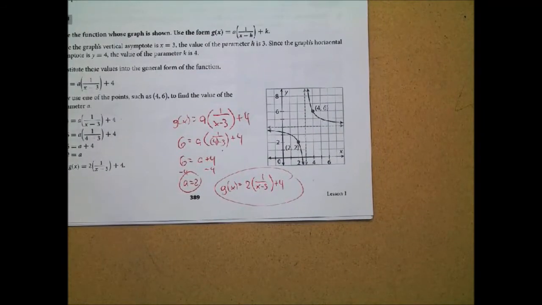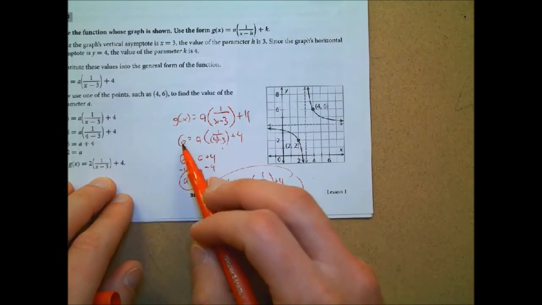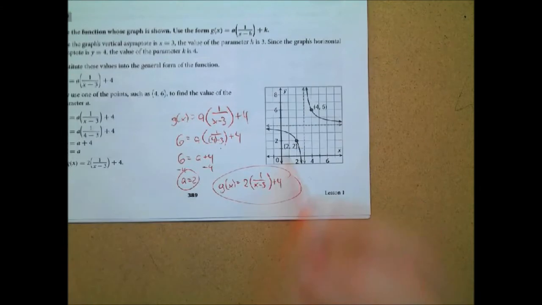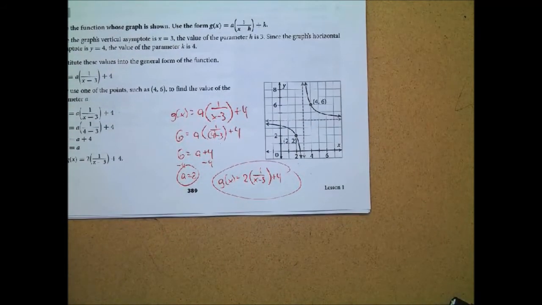Or again, like I said, you could use a point. I used the point (4, 6) there. So I put 4 in for the x, 6 in for the g. Or you could also use the 2 as well, your choice. Okay? And that's how you can write those functions. So again, very similar to stuff we've been doing already. All right?